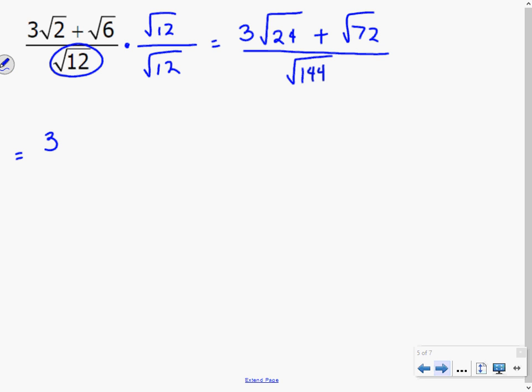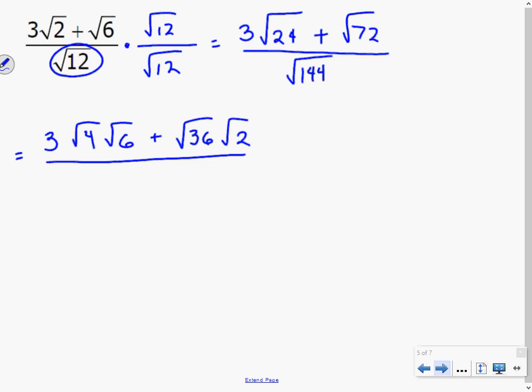So the 24 is going to break down into the square root of 4 times the square root of 6. That square root of 72 will break down into the square root of 36 times the square root of 2. And then, of course, we know the denominator is going to become just 12 now. So again, let's clean it up a bit.